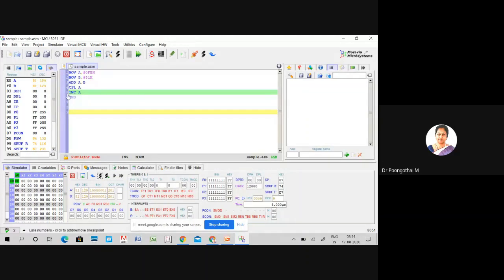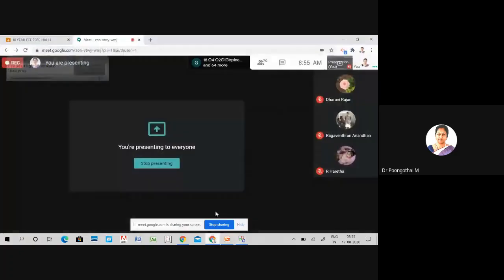In this way, we can extract our original number by calculating the 1's complement and after that incrementing the accumulator content. So what are the steps to be carried out for calculating 2's complement? You have to take the 1's complement first. After that, add 1 to the 1's complement answer. Okay. Students, is it clear now?